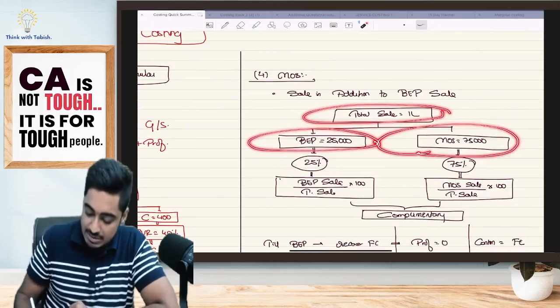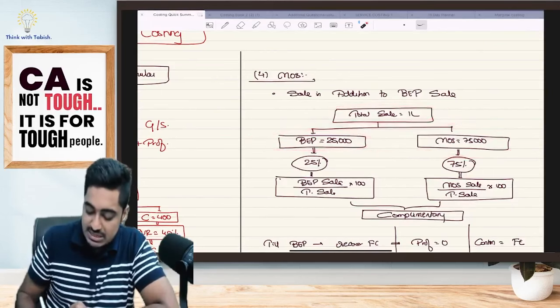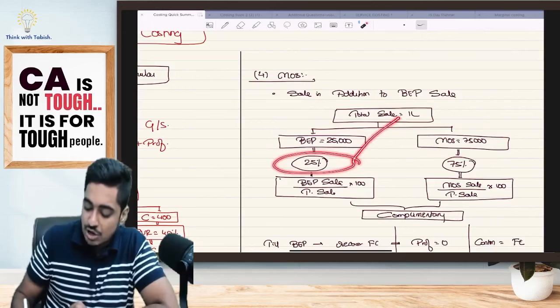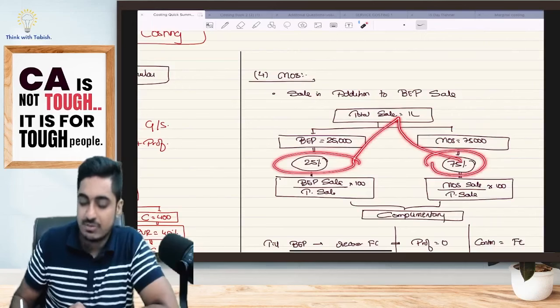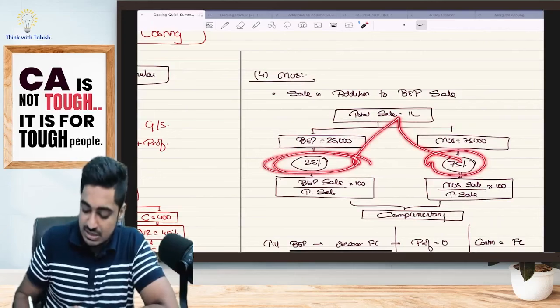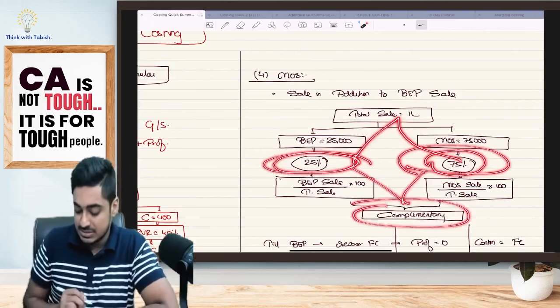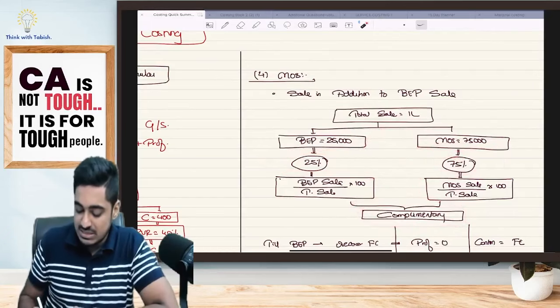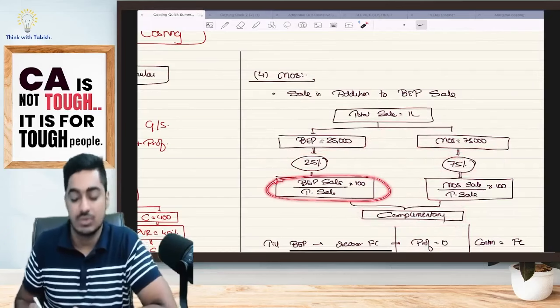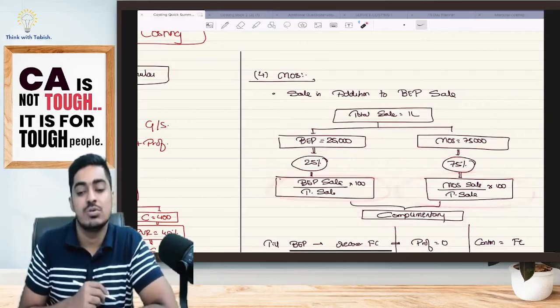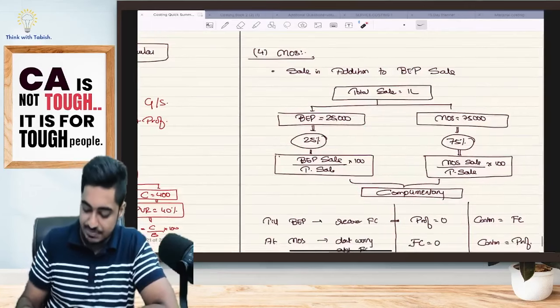75,000. Tell me how much is BEP as a percentage? Sir, it is 25% of total sale. How much is MOS as a percentage? It is 75%. This is called BEP sale ratio. This is called MOS sale ratio. If you add, you should always get 100%. Yes or no everyone? BEP sale ratio is BEP sale divided by total sale into 100. This is MOS sale divided by total sale. Is this clear everyone? Yes sir.